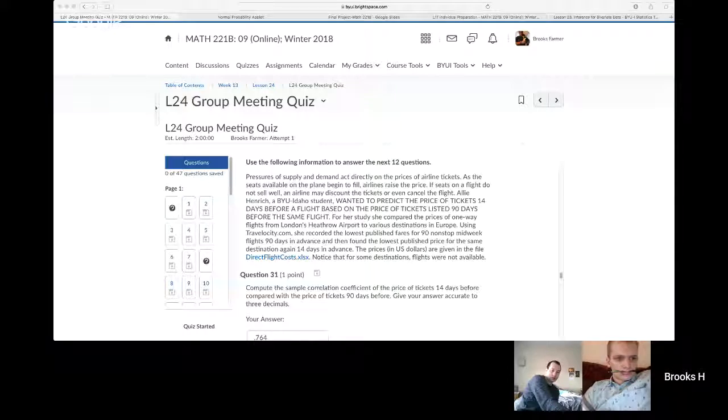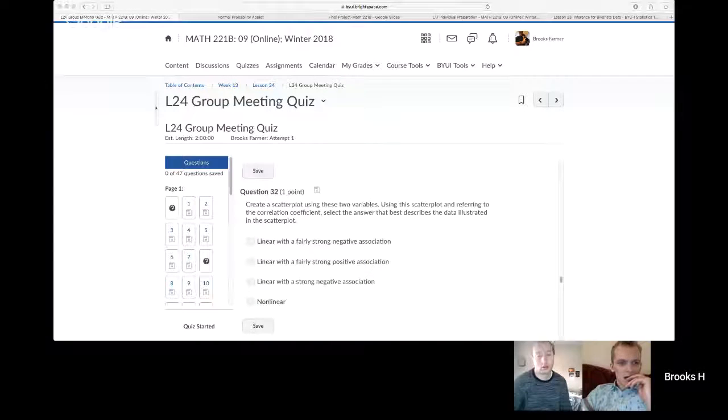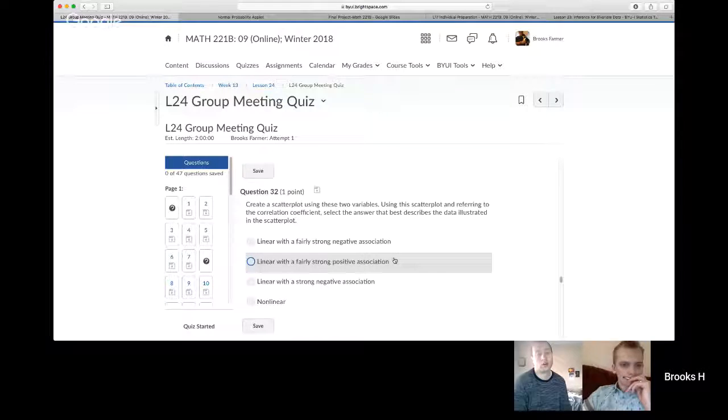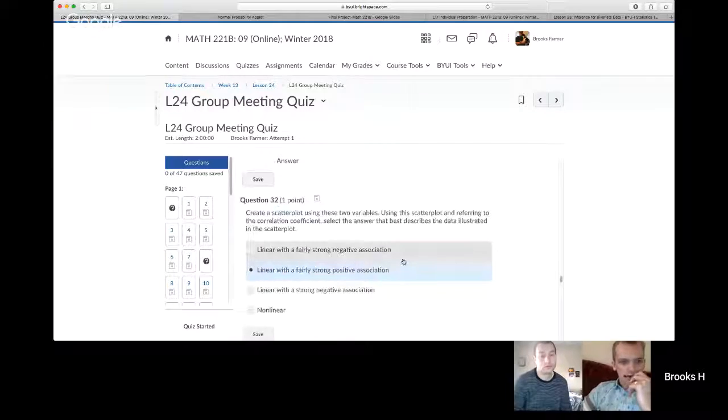All right. So my R is 0.780. Yeah, I say go with that one. Yep, I got that too just now. 0.780. All right, that's fine. Okay, scatter plot. I'm getting B. You agree, Camden? Linear with fairly strong positive association. Yeah, that's the only option I would put.